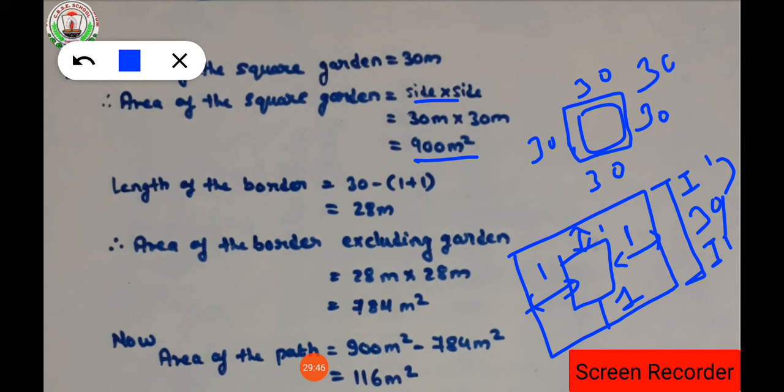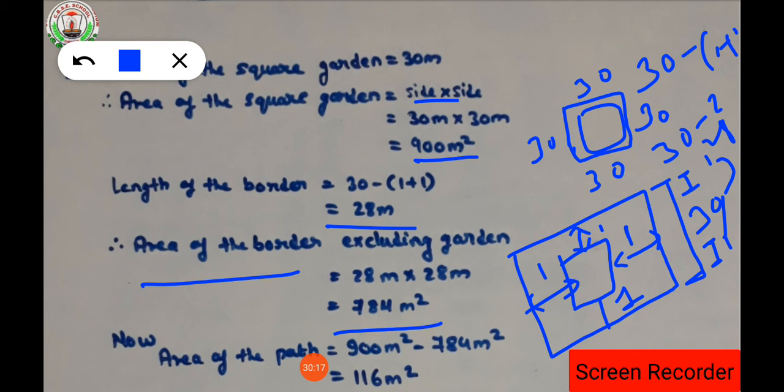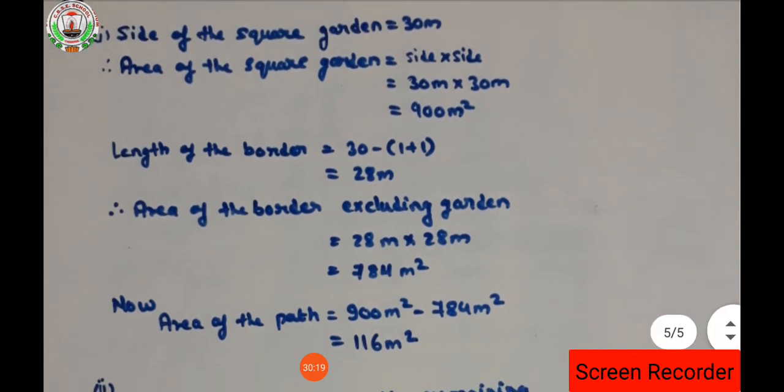So that 1 and 1 will be subtracted from 30. That means 30 minus 1 plus 1. So 1 plus 1 is 2. So 30 minus 2 is 28. That's why here the length of the border we considered as 28 meter, and as it is a square, the side of the border will be 28 meter. So the area excluding the border, that is, removing the path, is 28 meter into 28, that will be 784 meter square. Have you understood up to here?